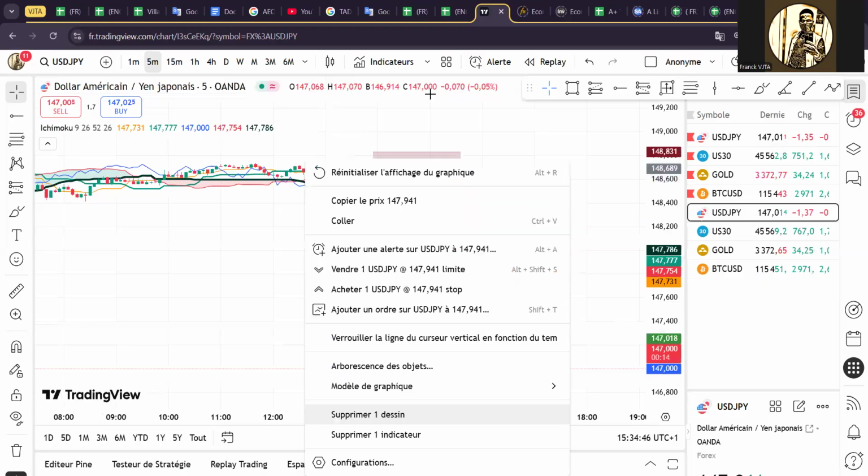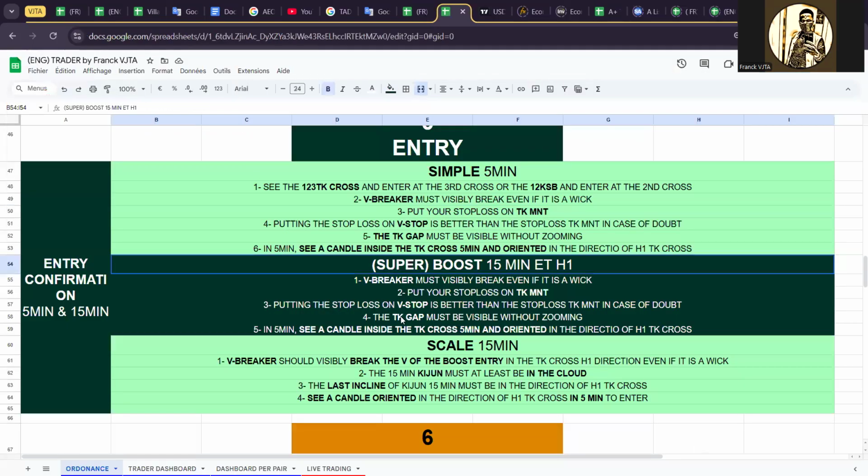Okay, let us go for the boost. For the boost now, right? For the boost and the super boost, let me start with the boost.